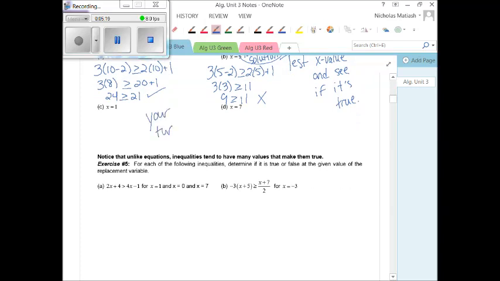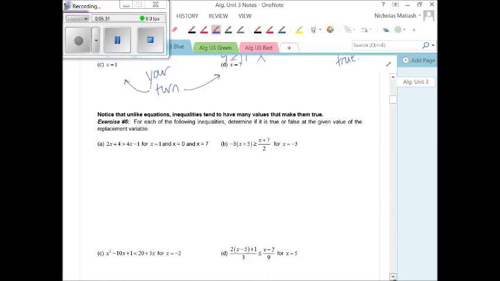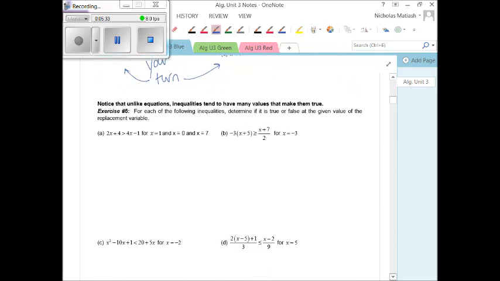And 9 greater than or equal to 11. No, that is not true. So that means that this is not a solution. X equals 5, no good. Okay, so C and D, I'm going to leave for you guys to attempt on your own. Just plug those numbers in, see if they work or see if they don't.